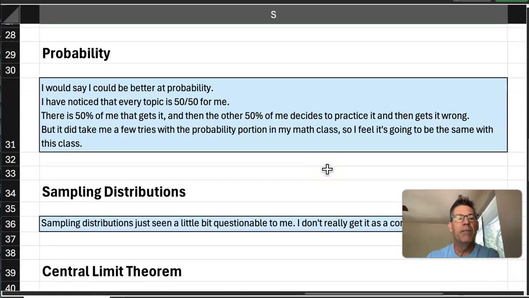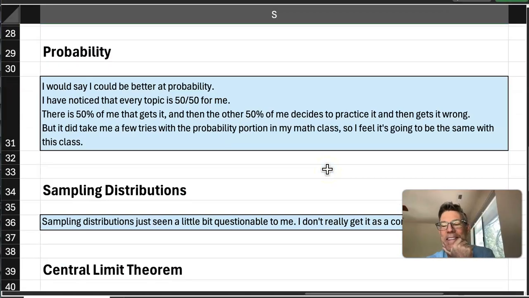In terms of the next question, this was kind of funny, cute: "I would say I could do better at probability. I've noticed that every topic is 50-50 for me. There's a 50% of me that gets it, the other 50% of me decides to practice it and gets it wrong. But it did take me a few tries with the probability portion of my math class, so I feel it's going to be the same with this class."